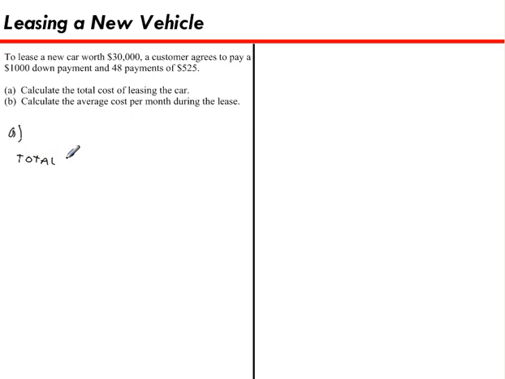Well, the total cost of leasing a car is just the amount that you're willing to put down as a down payment, which I'll call DP for down payment, plus all of your monthly payments. Well, in this case, we have 48 of them. And how much is each payment? $525. And that handy little equation will give us the total cost of the lease. So the down payment, we're going to say, is $1,000 plus the total monthly payments.